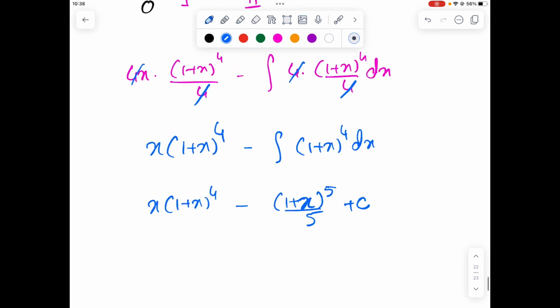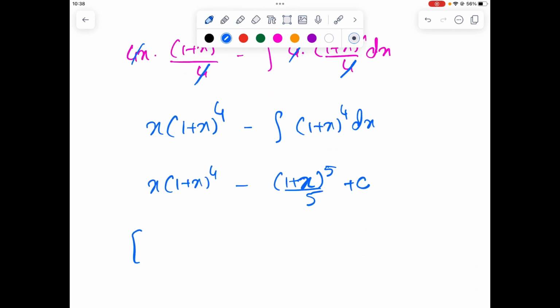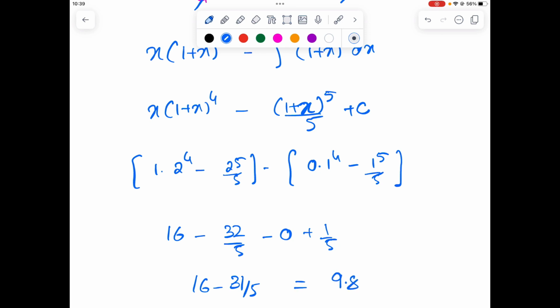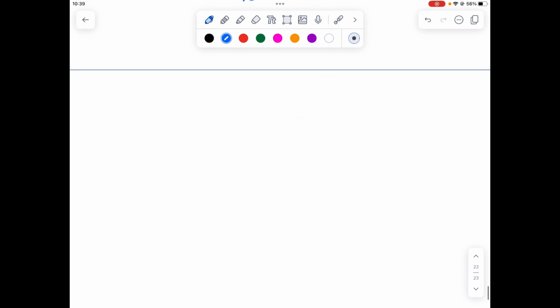Now apply the limit 0 to 1. So upper limit: 1 plus 1 is 2, 2 to the power of 4, 2 to the power of 5 upon 5, minus lower limit: 0 times 1 to the power of 4 minus 1 to the power of 5 upon 5. So it becomes 16 minus 32 upon 5 minus 0 plus 1 upon 5, which is 16 minus 31 upon 5. Simplify by calculator, you should be getting 9.8. That is question number 20.